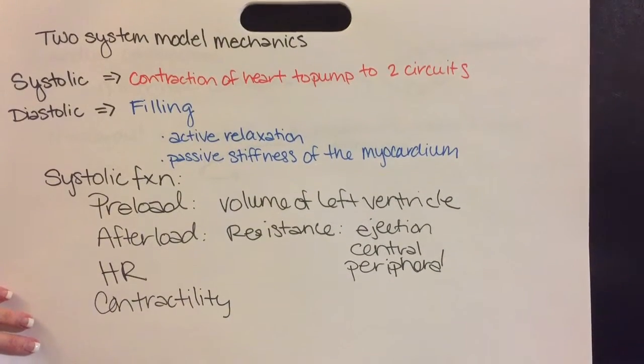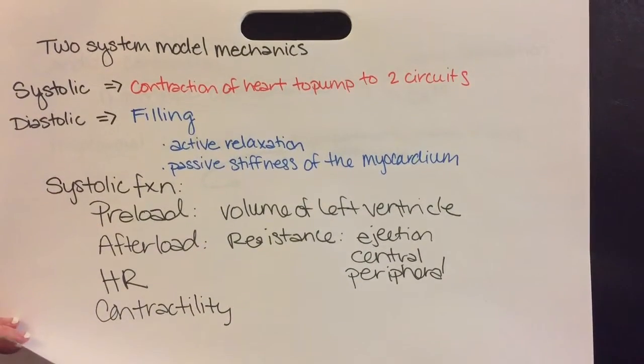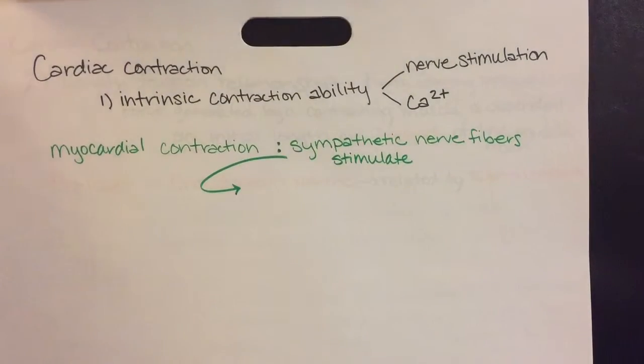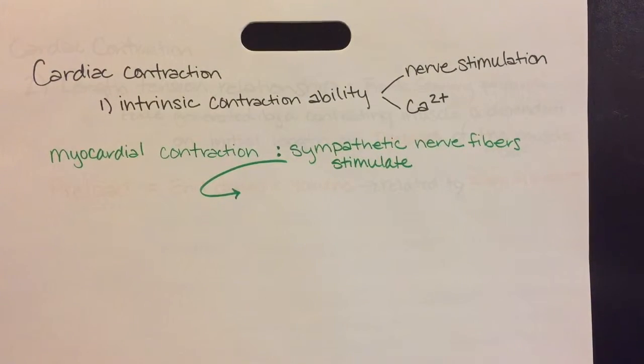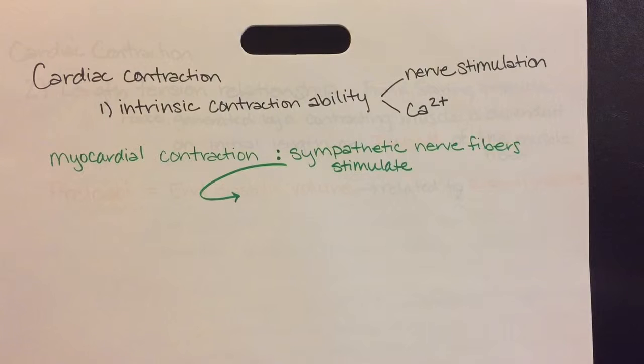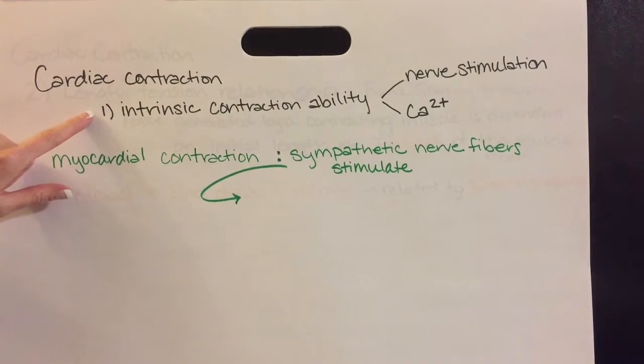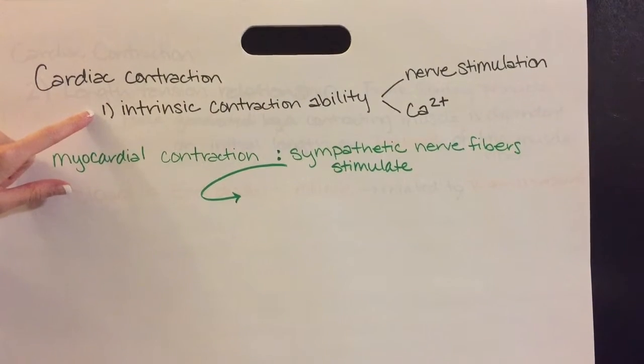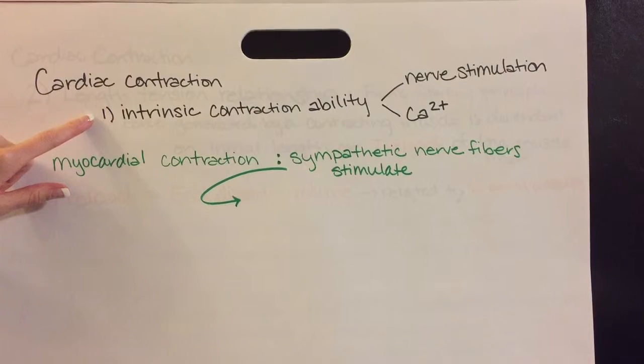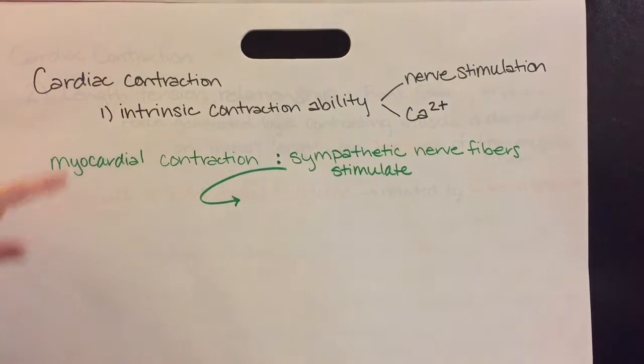So first let's talk about cardiac contraction with a brief review of contraction physiology. There are two physiological determinants of cardiac contraction which, simplified, are number one, the intrinsic contraction ability, which comes from the nerve stimulation and release of calcium.